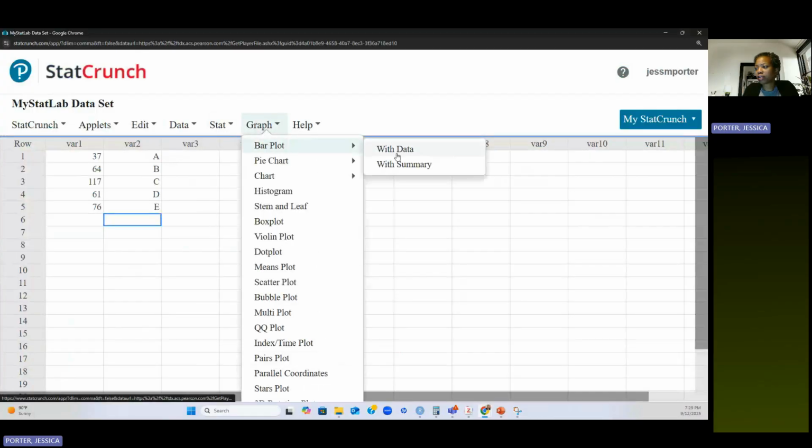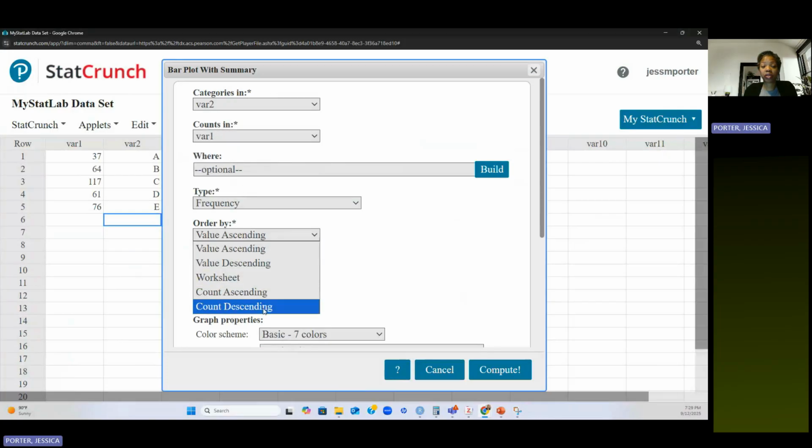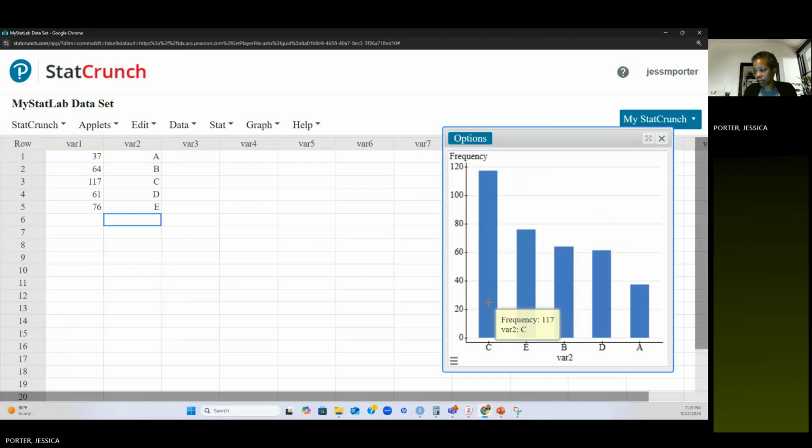Graph bar plot with summary. My categories are now in VAR 2. And then my VAR 1 is where my counts are in. And again, for a Pareto chart, you do count descending. Again, if I hover over the bars, I can see that I got each one of those frequencies.